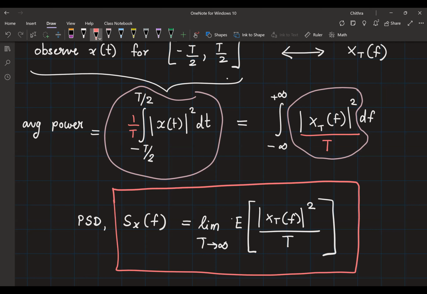Now we saw the intuition behind the intuitive view for PSD, wherein you take a noise source, then you pass it through a 1 hertz bandpass filter, and you observe the power in that 1 hertz bandwidth around some f naught. And then you sweep this f naught from 0 to infinity or whatever range you require. So that will give you the power spectral density as a plot. Now, this is the definition for that.